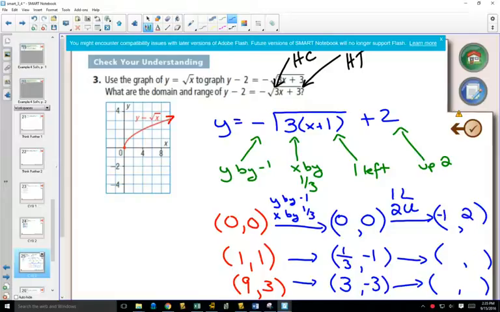Moving 1 to the left, how do we move 1 to the left from 1/3? What are we going to do? We have to subtract 1. How do you add and subtract fractions? Get a common denominator, so that 1 will be 3/3, and you will get -2/3. Going up 2, this will become +1. And 3 and -3, 1 to the left will be a 2, 2 up, we'll get this to -1.